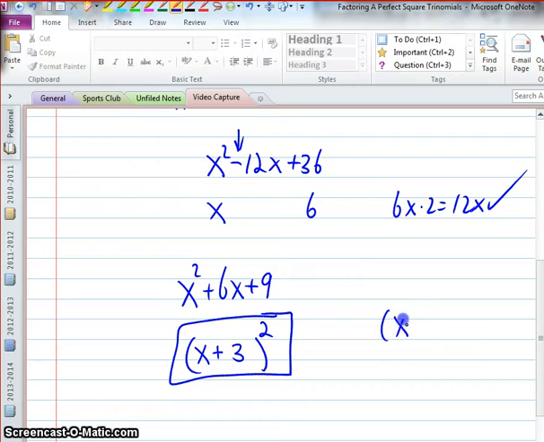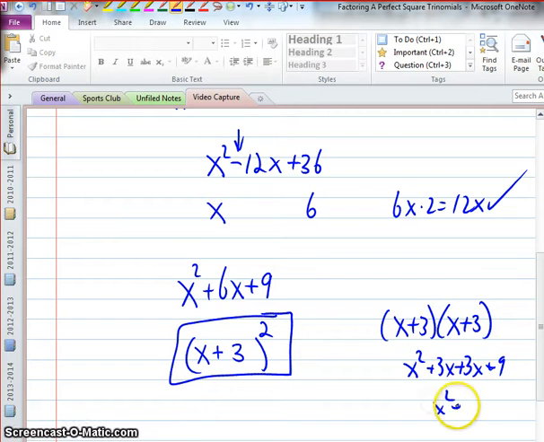And again, if you wanted to check that, x plus 3 squared is x plus 3 times x plus 3. You can simply FOIL it out to check and make sure you did it correctly.